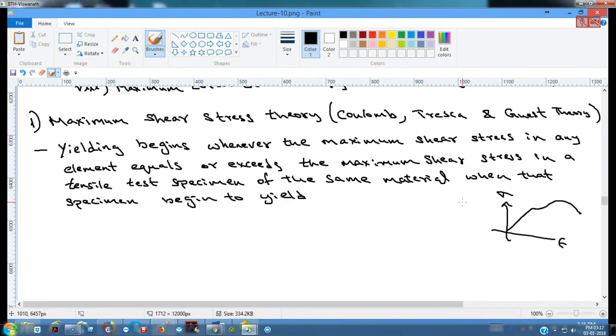Especially, we'll come to know in the next part, which is Huber-von Mises theory, that an equivalence between a multi-axial state as well as a uniaxial state was brought about, and that equivalent stress is popularly known as von Mises. So you load them in a multi-axial state, but it will give you one equivalent uniaxial stress. That we will come to in the next section. But you need to understand that all these theories are very close.